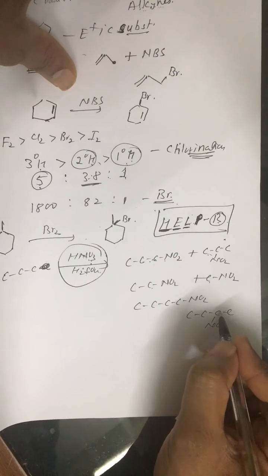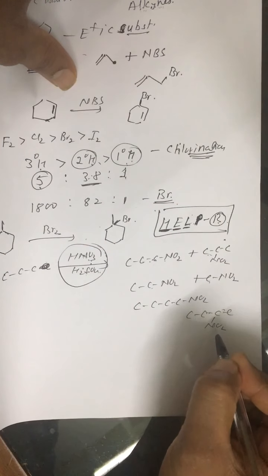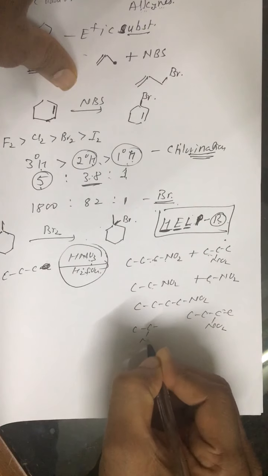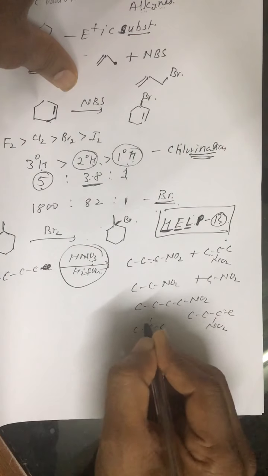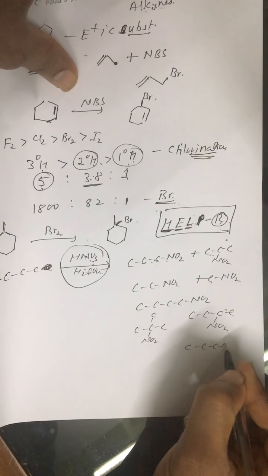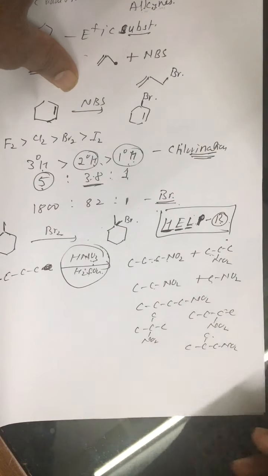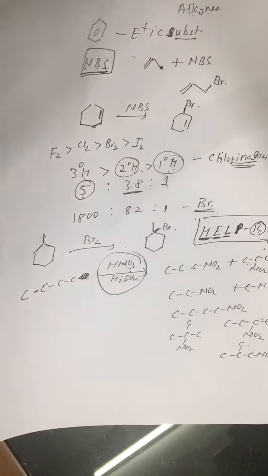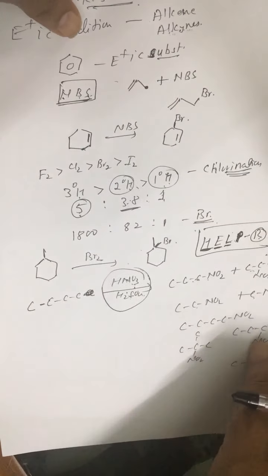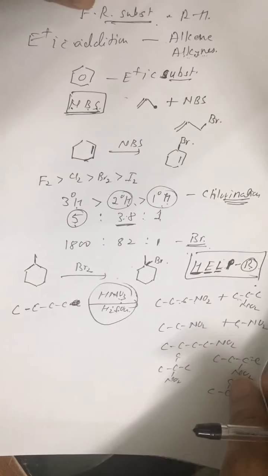Or even if we are given 2-methyl-2-nitropropane, that is also you can add up. All right. Or 2-methyl-1-nitropropane also you can add up, because there are all possibilities because of high temperature. All right. So these are some important reactions of alkanes.